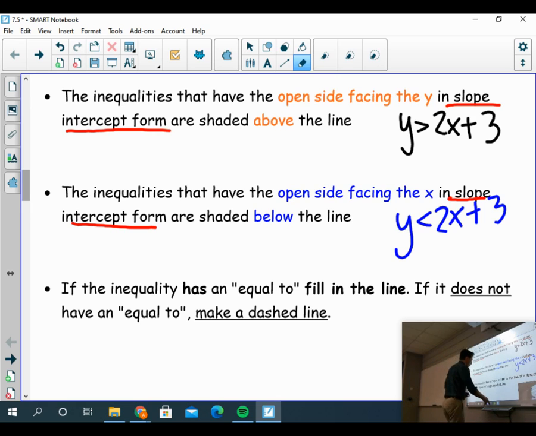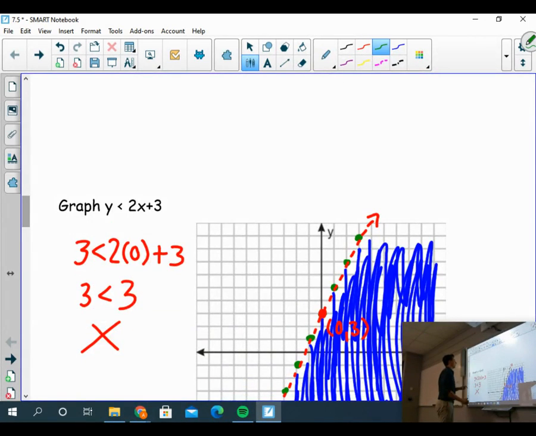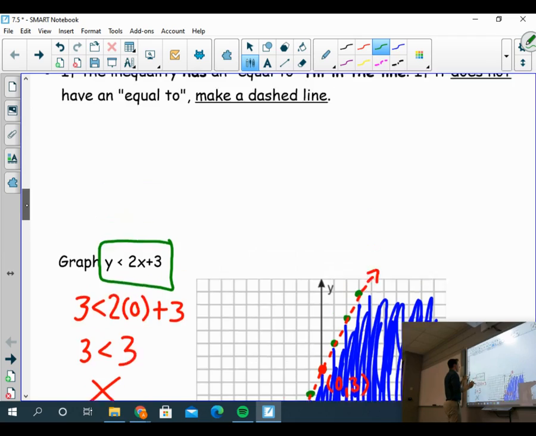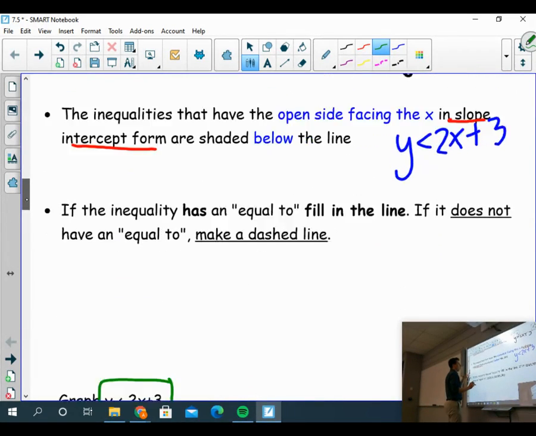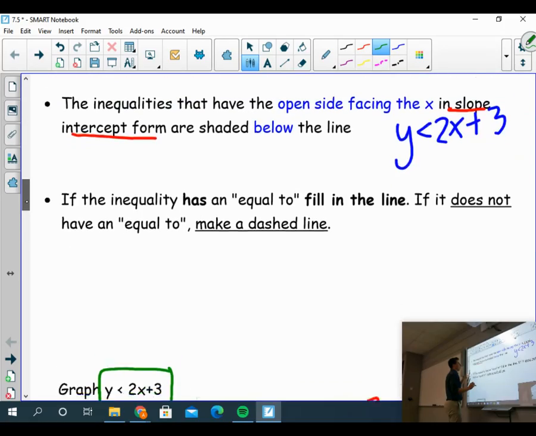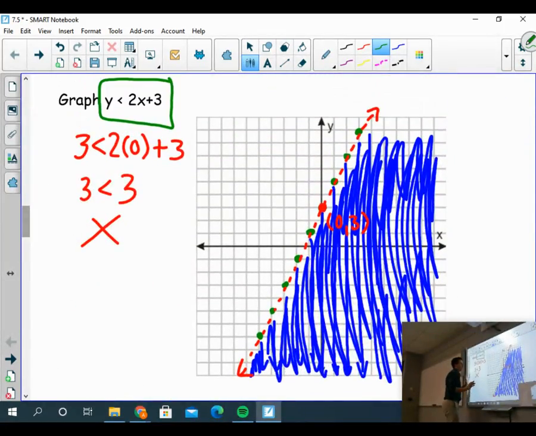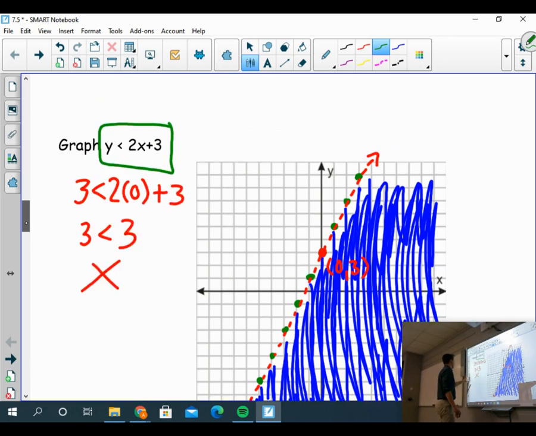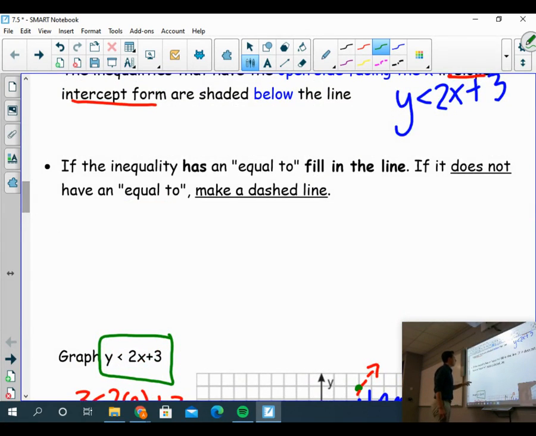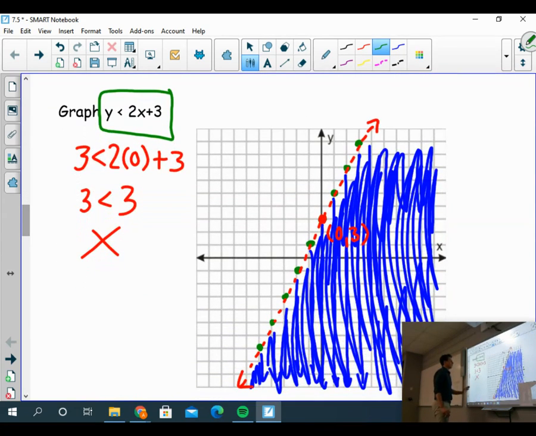And can we see these principles illustrated below? Absolutely. If we look at our inequality, y is less than 2x plus 3, you can see that we are in slope-intercept form. The open side is facing the x, and what we ended up doing, even though we more logicked through it before we learned the principles, we shaded below the line. You can also see there is not an equal to symbol, and so we end up making a dashed line as our boundary, where y equals it, the line being y equals 2x plus 3. And it's all the points below that line, not including that line.